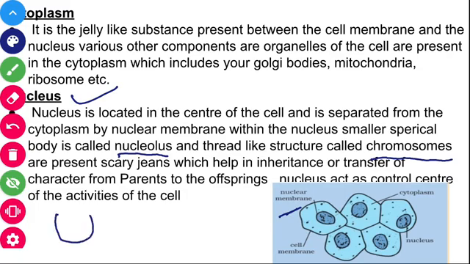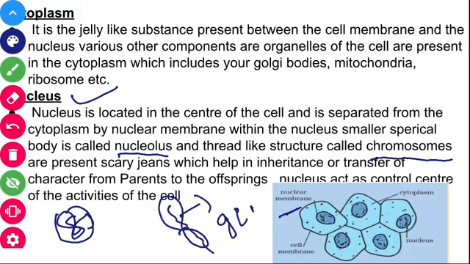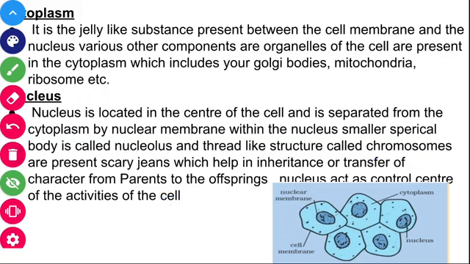So suppose this is the nucleus. Inside the nucleus there are various thread-like substances which can be considered as the chromosome. Suppose this is the structure of the chromosome, and inside the chromosome the DNA is present, and the DNA contains your what? Genes. So genes are present inside the DNA, and DNA is placed inside the chromosome, and the chromosomes are present inside the nucleus. The genes help in inheritance, or the transfer of the characters from the parents to the offspring. And the main function of the nucleus is that it acts as a control center of the activities of the cell.